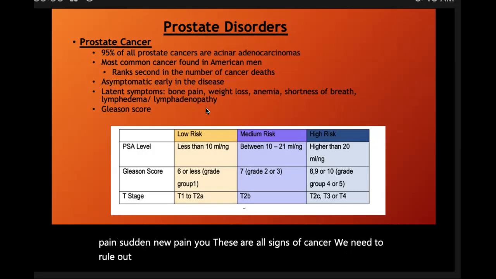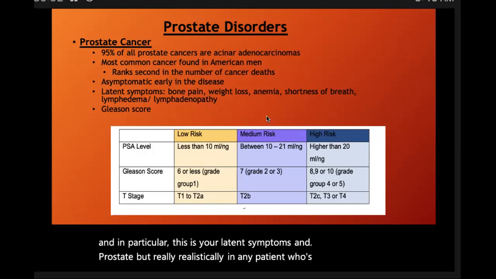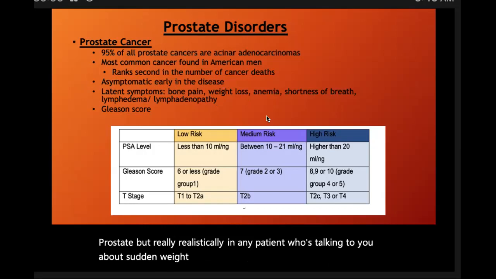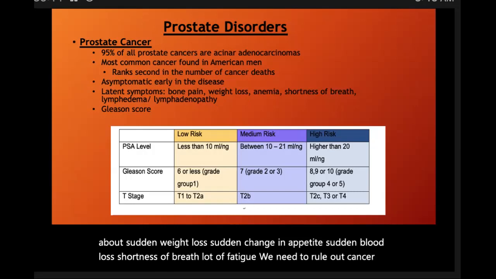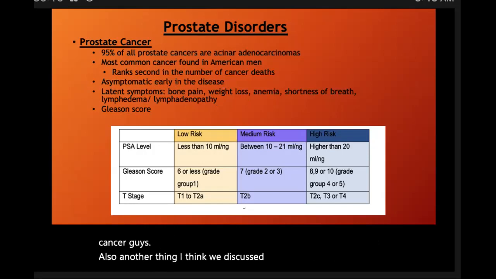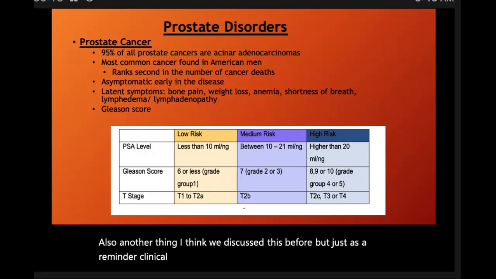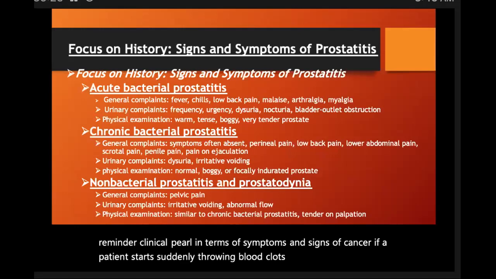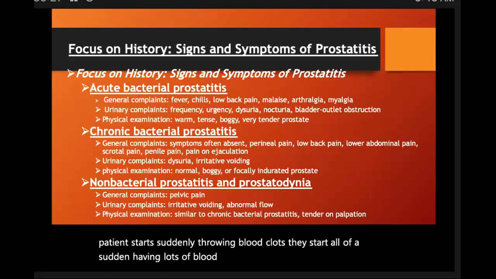Whether it's prostate, and in particular, these are your latent symptoms in prostate, but realistically, in any patient who's talking to you about sudden weight loss, sudden change in appetite, sudden blood loss, shortness of breath, a lot of fatigue, we need to rule out cancer, guys. Also, another thing, I think we discussed this before, but just as a reminder, clinical pearl: in terms of symptoms and signs of cancer, if a patient suddenly starts throwing blood clots, lots of blood clots all of a sudden, we need to rule out cancer. That's a sign.